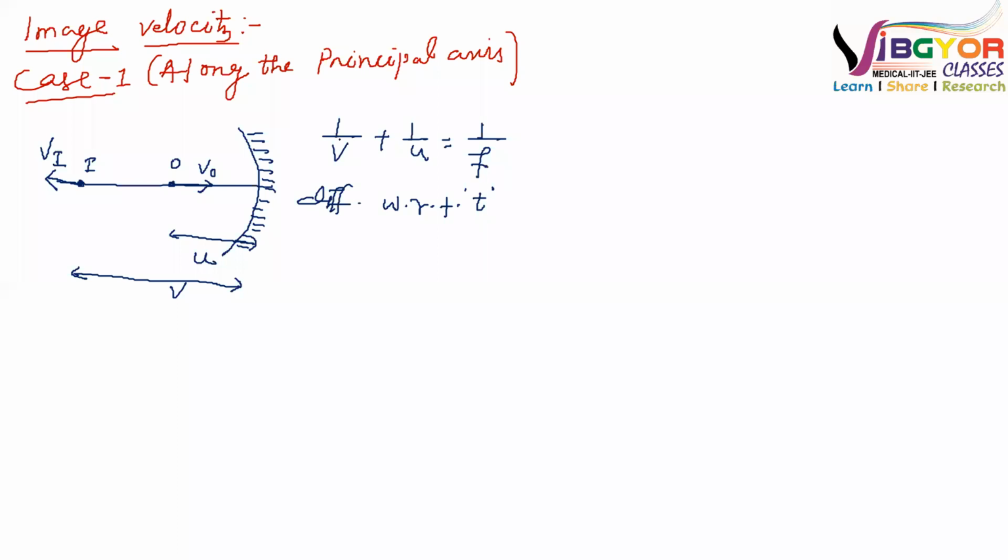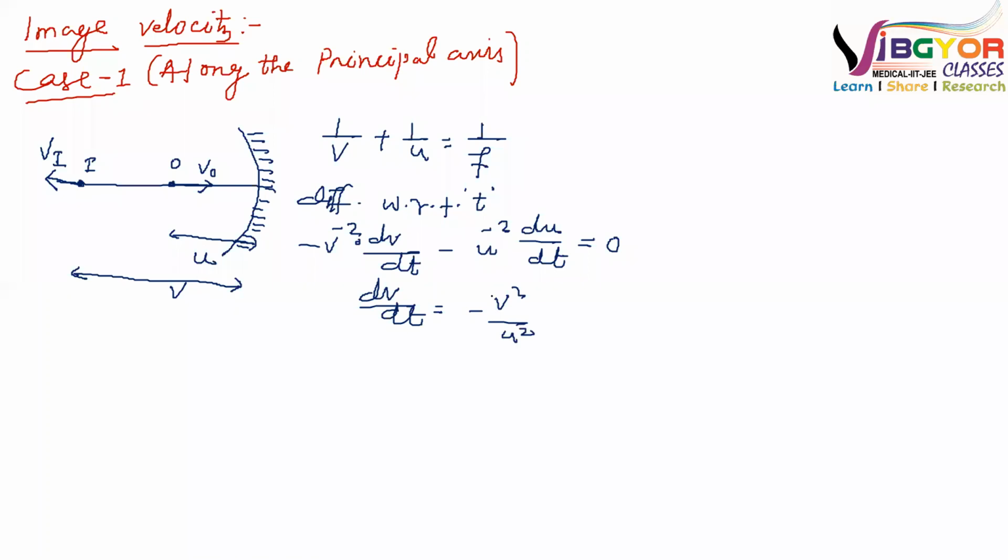So differentiating 1/v as v to the power minus 1, we get minus v to the power minus 2 into dv/dt, minus u to the power minus 2 into du/dt, equal to 0. If I take dv/dt to one side, dv/dt will be equal to minus v square by u square into du/dt.